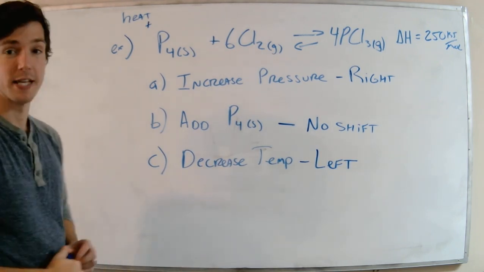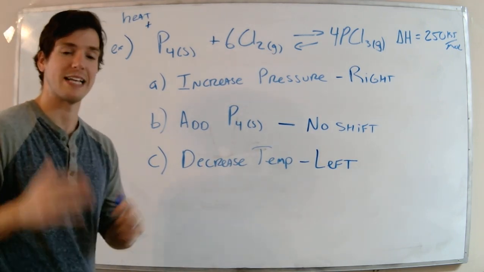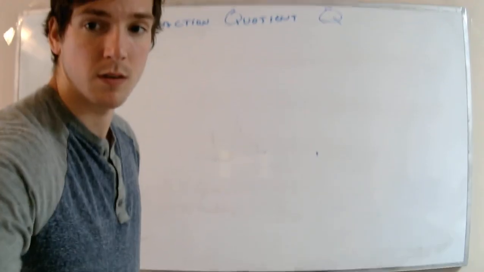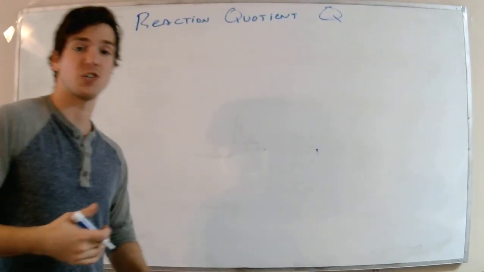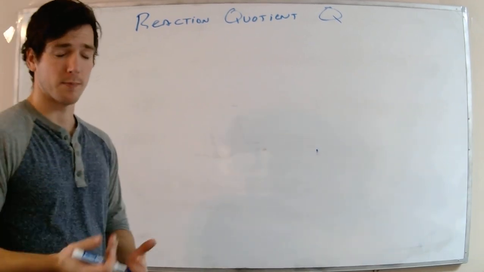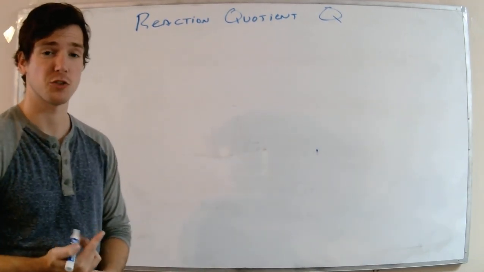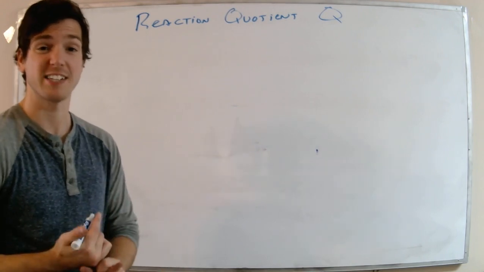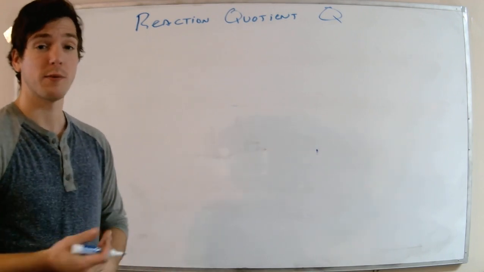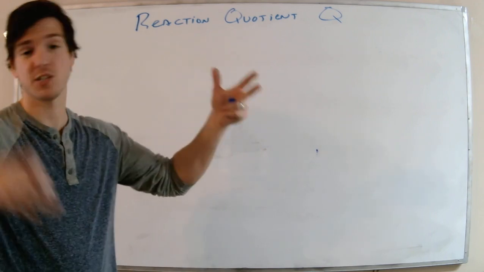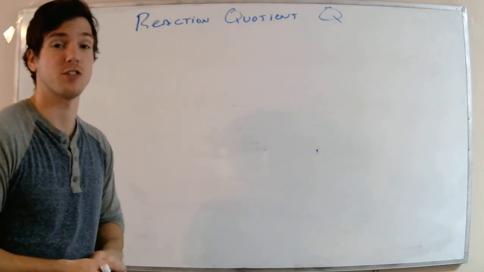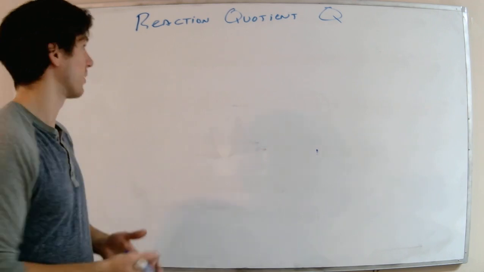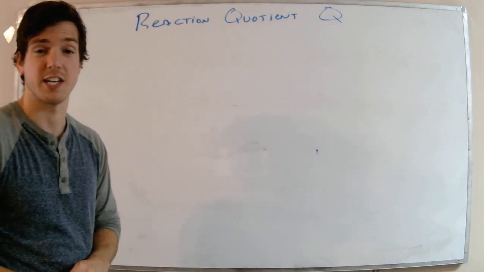All right, everybody. That is Le Chatelier's principle. Now let's get into that reaction quotient Q and what that means for us. So reaction quotient Q. Before, I was giving you equilibrium concentrations and then you could plug it into your equilibrium expression and you could find K. Or I was giving you some initial concentrations, some equilibrium concentrations, and you'd have to use the ICE table to figure out K or to figure out an end concentration at equilibrium.